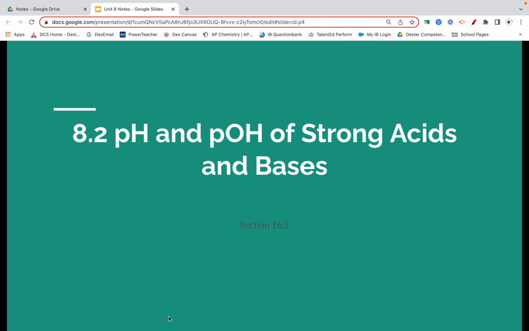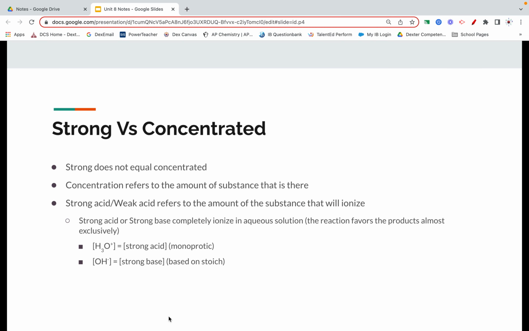Looking at pH and pOH of strong acids and bases. Make sure you are not mistaking concentrated for strong. Concentrated is talking about the amount that is there. Strong is talking about how much dissociates. So a strong acid will completely dissociate, or completely ionize, whereas a concentrated acid is going to have a lot of starting material. So make sure we're not mixing those two up.